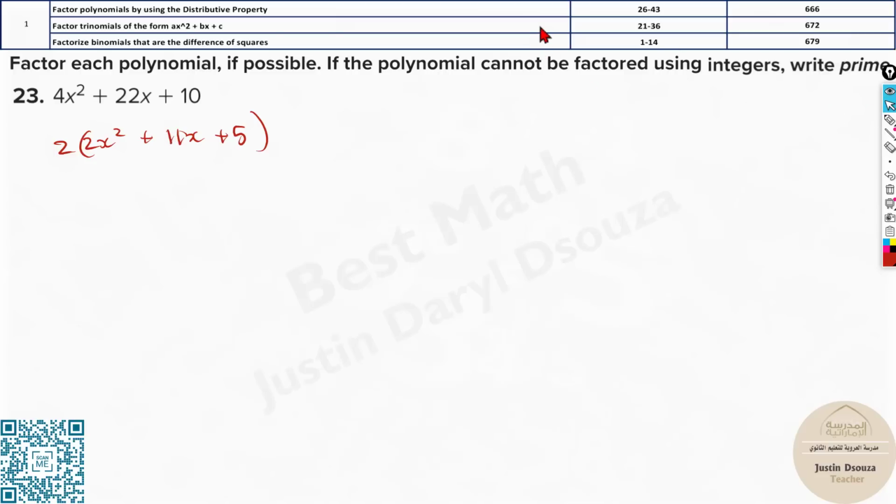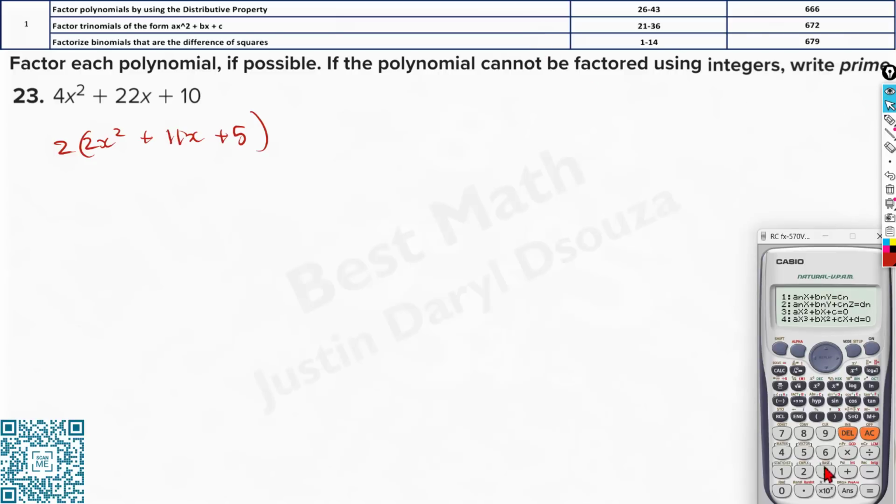So let's take our calculators. Again, we do mode 5 and 3, and then type in the values. Only these inside values, 2, 11, and 5. And the values are negative half and negative 5. So x is equal to minus half, x is equal to minus 5. Now when we get them, don't take it as 0.5. Take it as a fraction itself.